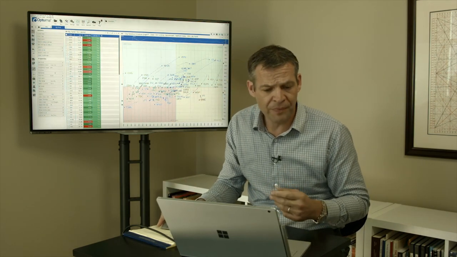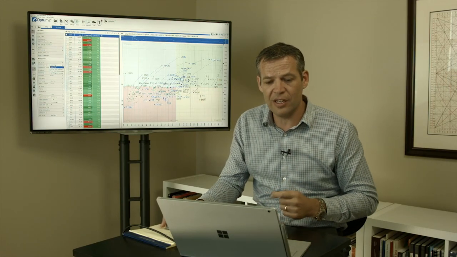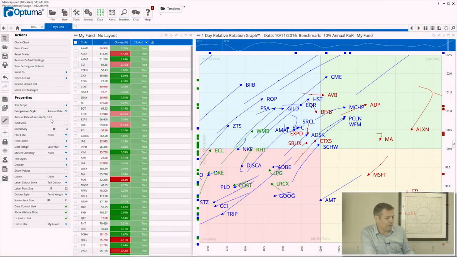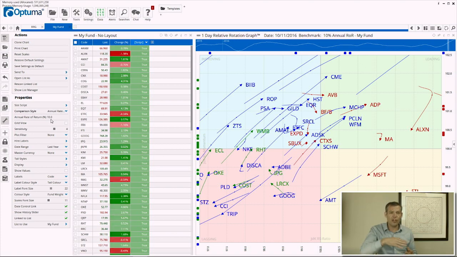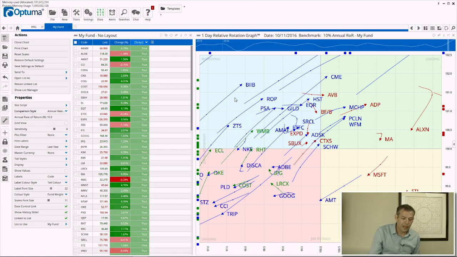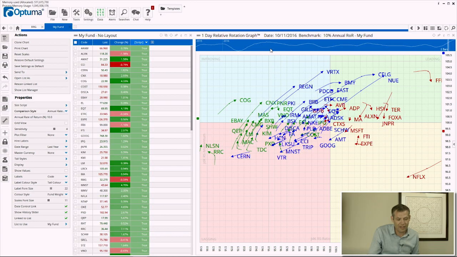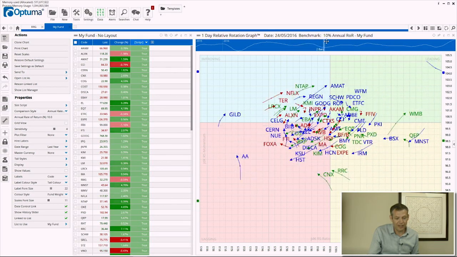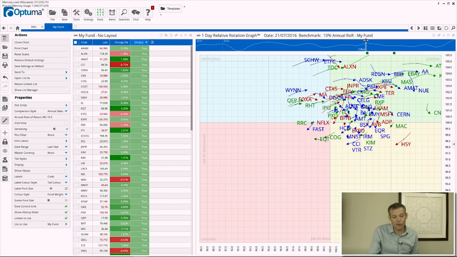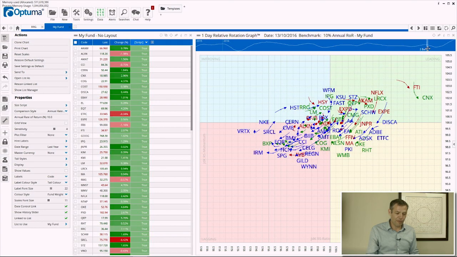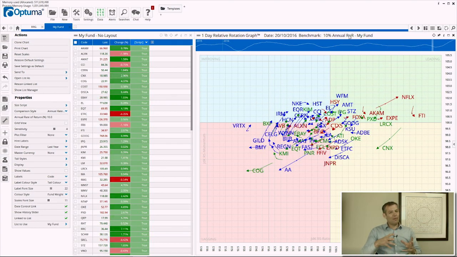For instance, on this chart, I could come along here and say, well, instead of using the index file, I'm going to use an annual rate of return of 10%. So now, instead of being benchmarked against this index, which is going up and down, I'm benchmarked against this straight line 10% return. And again, we can see that we still get rotation that's happening. You know, there's times where everything's outperforming, they're all doing better than 10%, and there's times where everything's going to be underperforming. So you can see how all of that works. So again, it depends on how you're working.